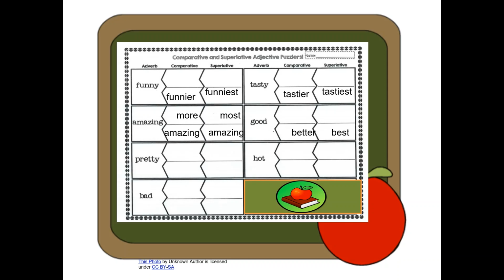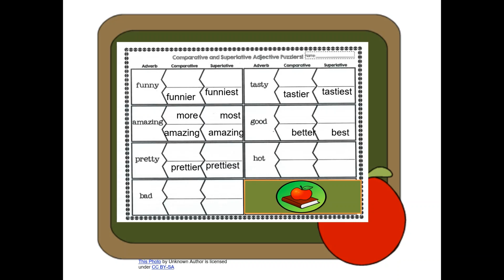Let's look at the word pretty. What do you think the comparative word for pretty is? Good job, boys and girls. Prettier. Now let's see if you can guess the superlative form of pretty. Way to go, boys and girls.